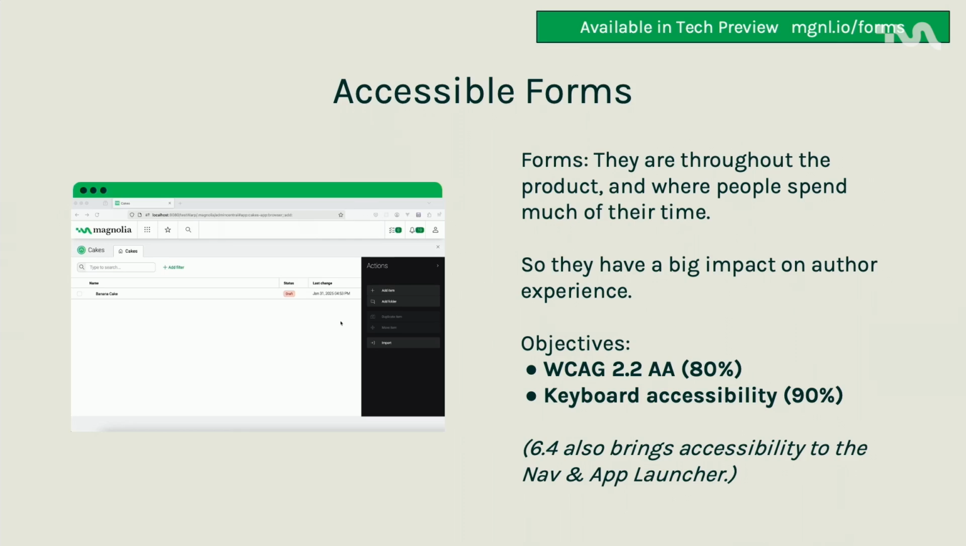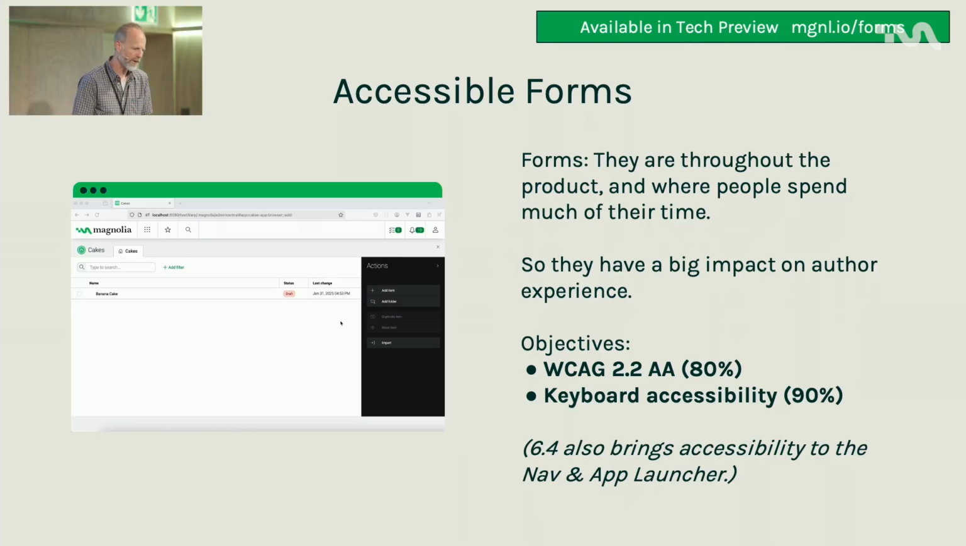Okay, I think it'd be useful to dive into the accessible forms themselves. Forms are really the heart of the content model for your project. As was mentioned, they're sort of like an implicit content type. They're throughout the product. They're a thing where the authors spend much or maybe even most of their time, right? Because they're in the content apps, they're in the page editor, all the components that come up have the forms. So they have a huge impact on the user experience.